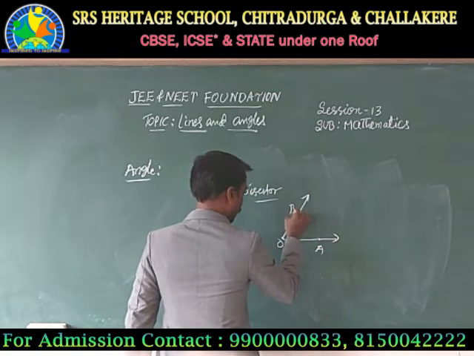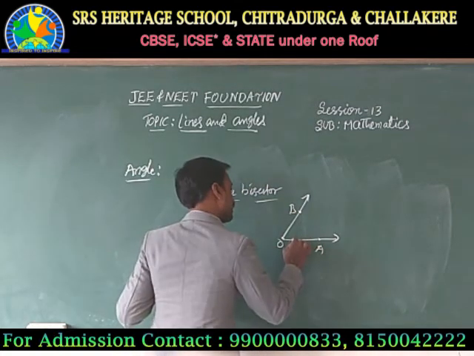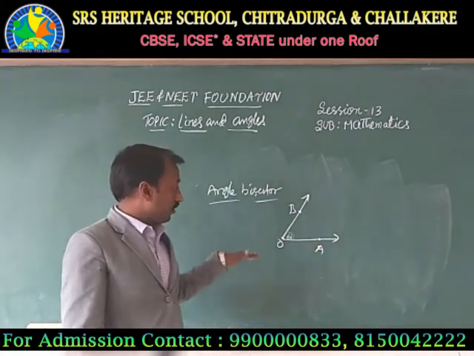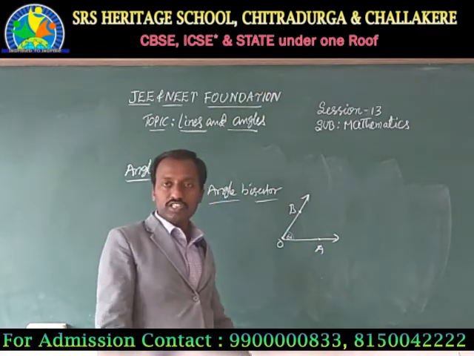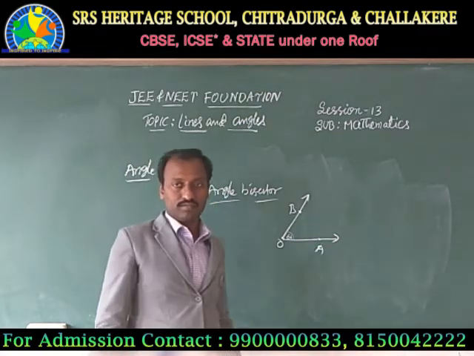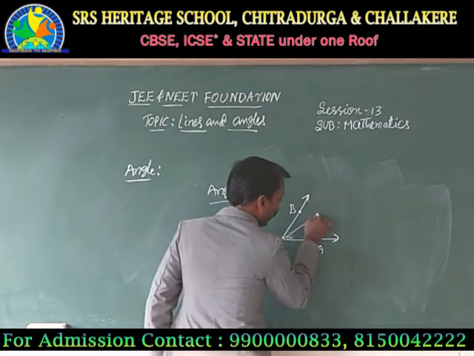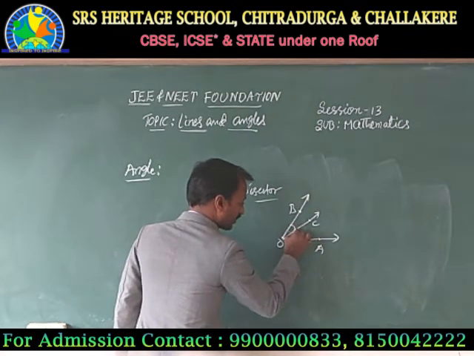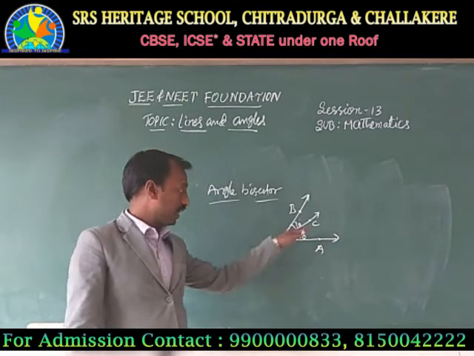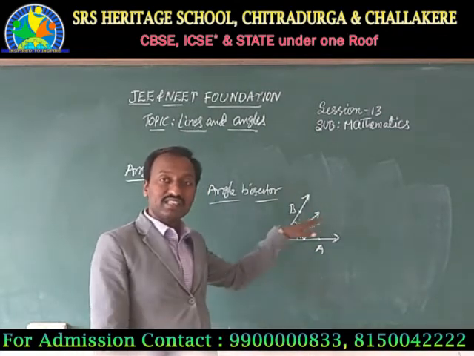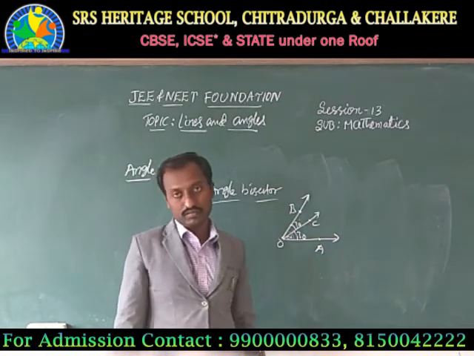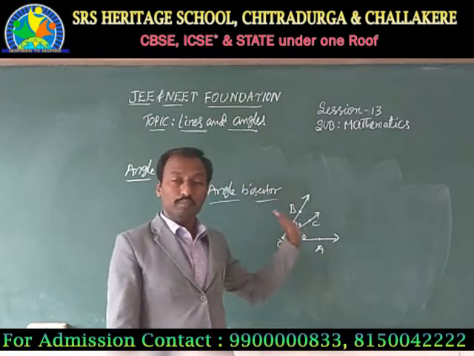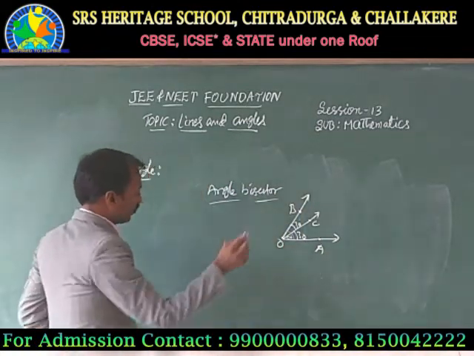AOB is an angle. Let me take this to be 60 degrees. There is a ray OC which divides the angle into two equal halves, that means 30 degrees and 30 degrees. The ray OC is called the angle bisector of angle AOB.